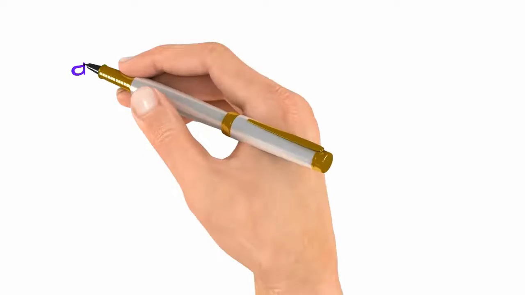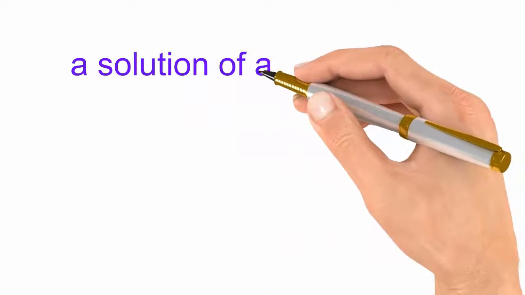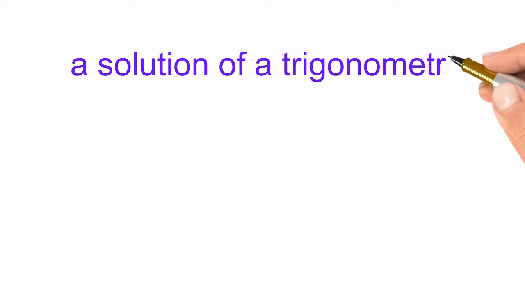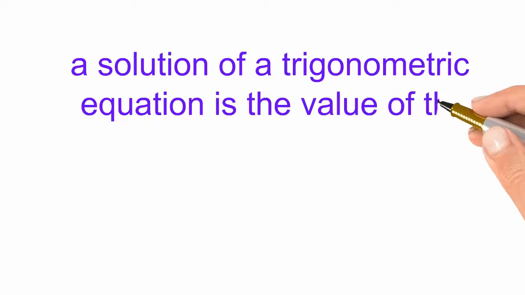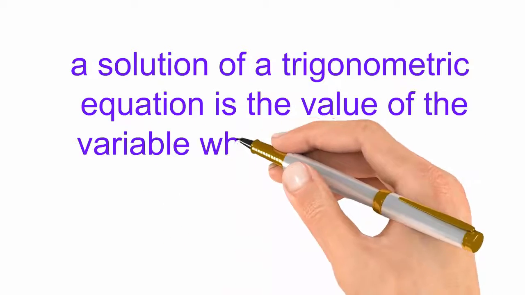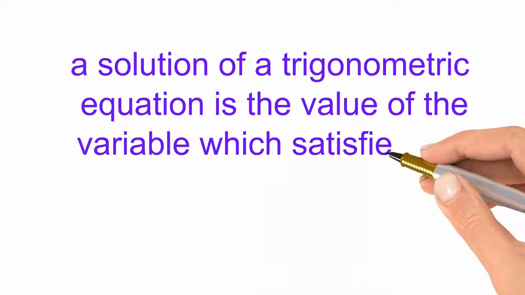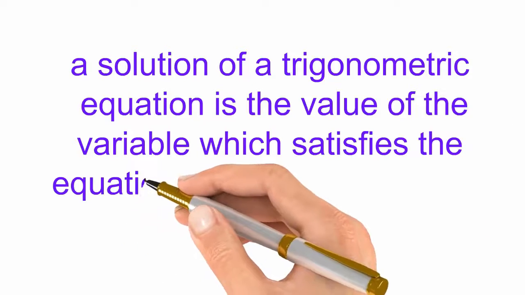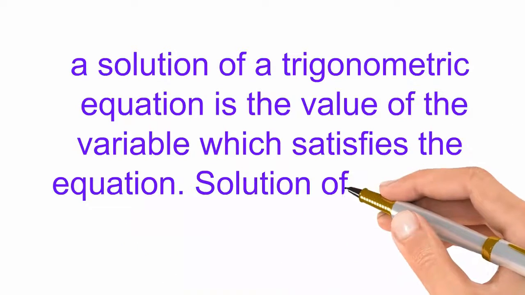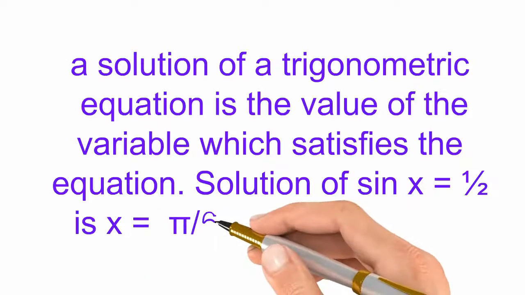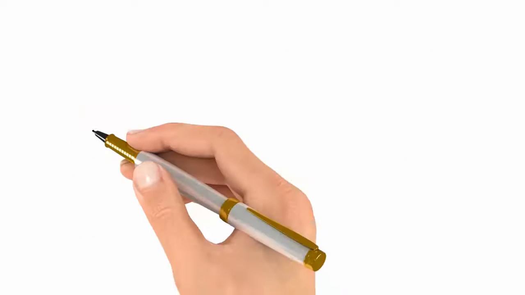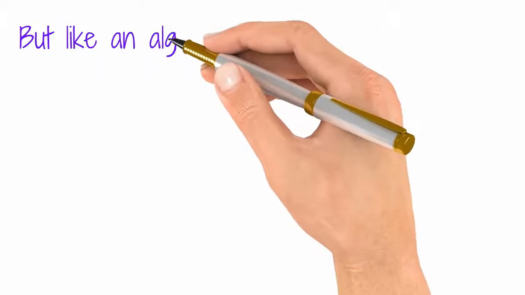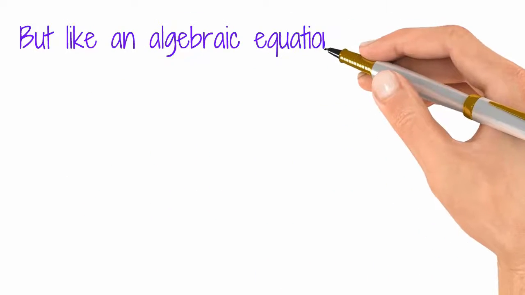Definition: a solution of a trigonometric equation is the value of the variable which satisfies the equation. Solution of sin x is equal to 1/2 is x is equal to pi by 6, and cos x is equal to 1 upon under root 2 is x is equal to pi by 4.